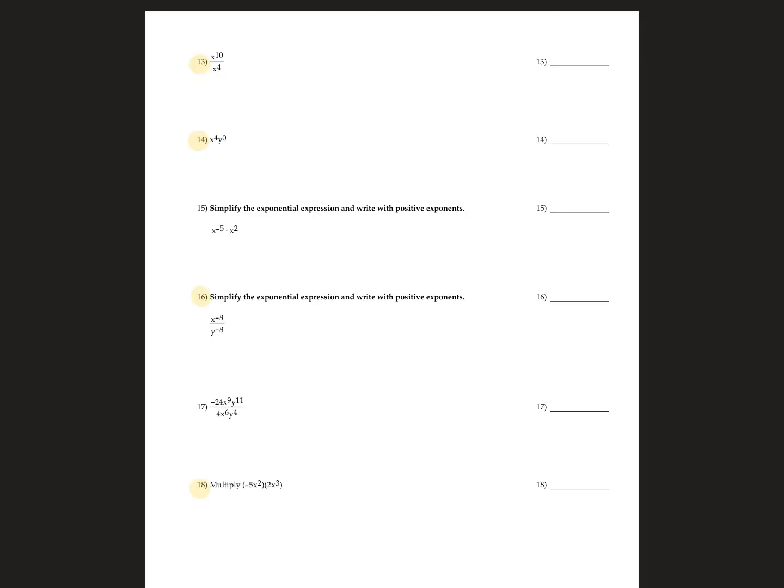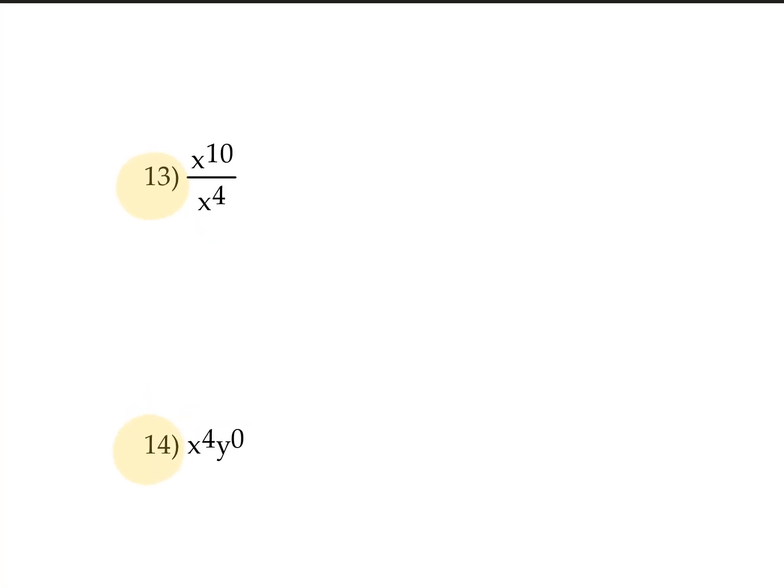Let's take a look at 13 and 14. For 13, when I'm dividing, what do I need to do to the exponents? Subtract them. So this would be x to the power of 10 minus 4. Remember, it's always the top minus bottom. So that would be x to the power of 6.